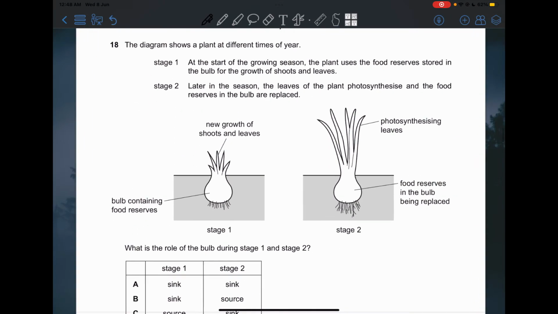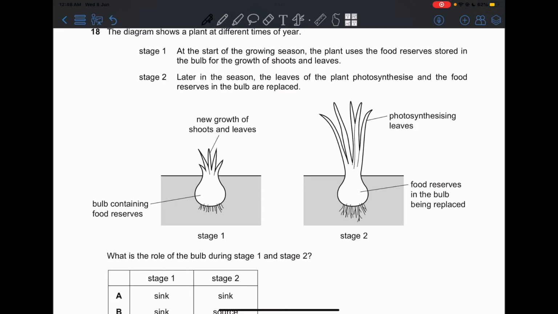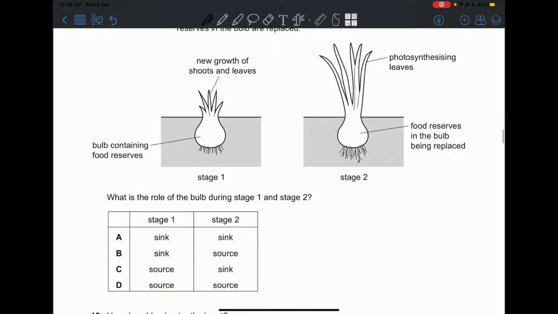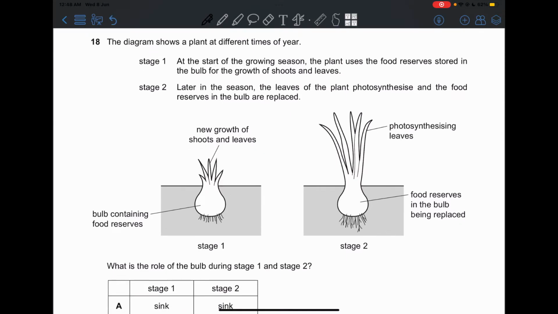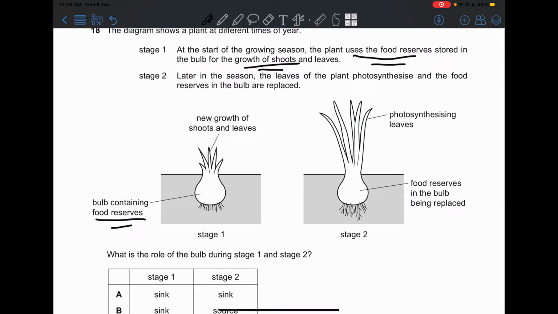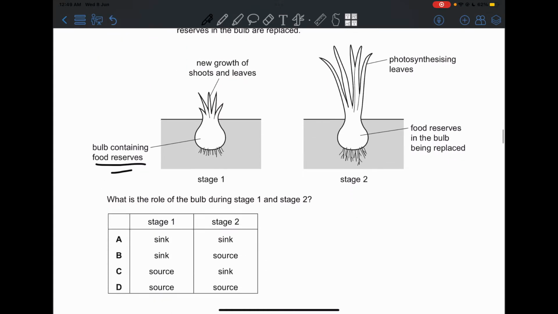Now 18, the diagram shows a plant at different times of the year. What is the role of the bulb during stage 1 and 2? Let's just read the stages over here. At stage 1, at the start of the growing season, the plant uses the food reserves stored in the bulb for growth of the shoots and leaves. So we know that in stage 1, the bulb is acting as a source, because it has the food reserves and it's using them to get energy for the growth of the shoots and leaves. So this is going to be a source. Now, we're going to be choosing between C and D for this question.